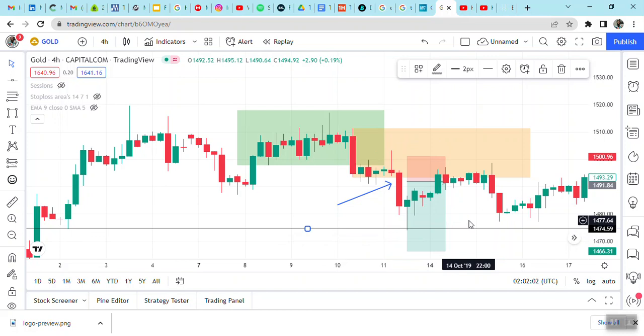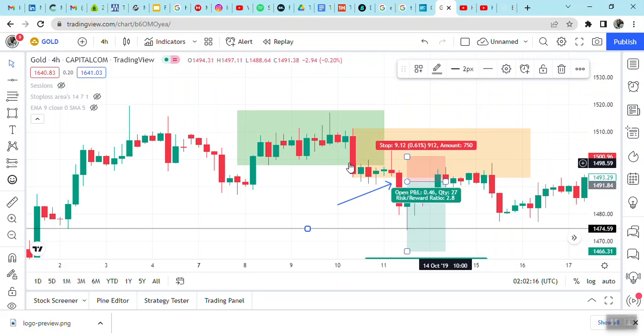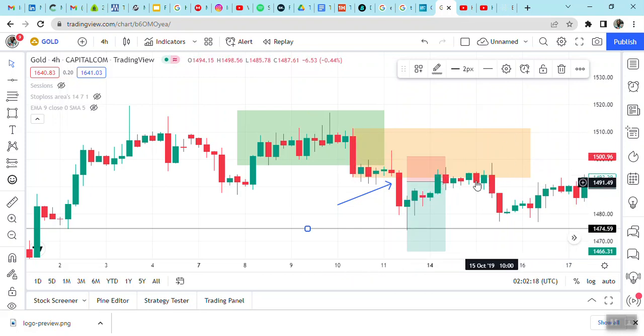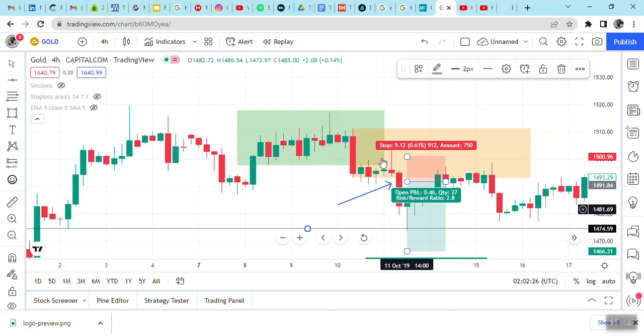So I'll go through the strategy again. First of all, you want to draw a boundary box. Then once you see a breakout candle, you want to wait for the price to retest within the region of the breakout candle. Once it retests, then you wait for the candle to finally break out. Then you take your setup, you take your entry.